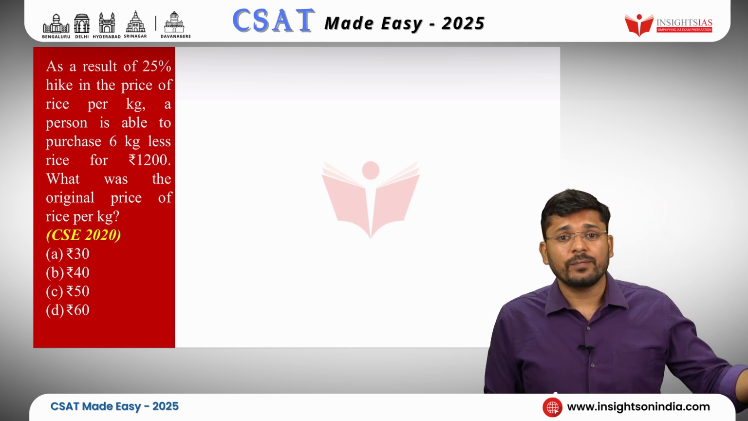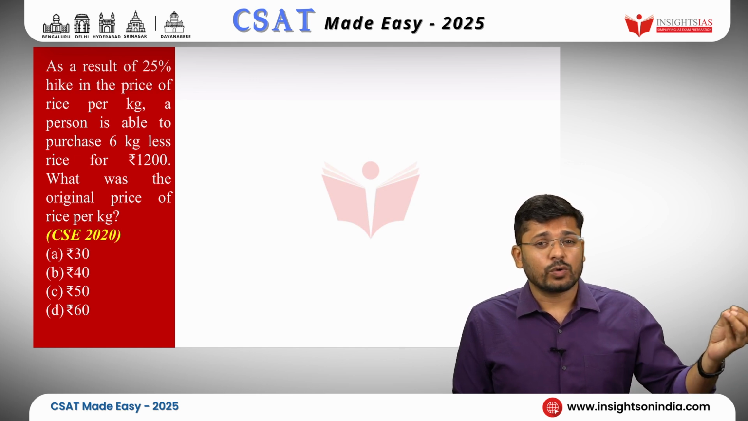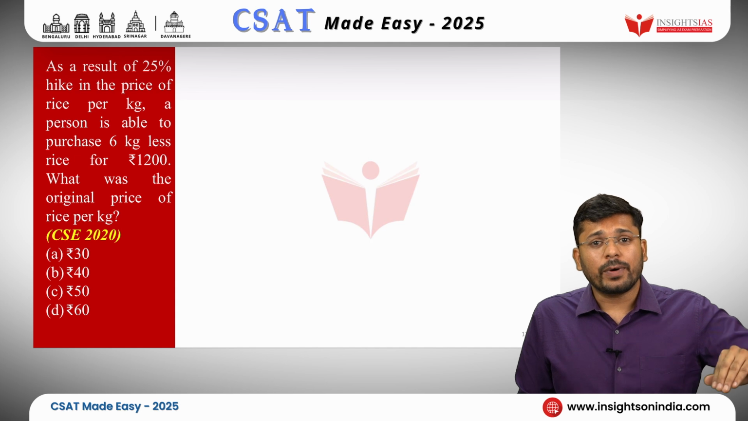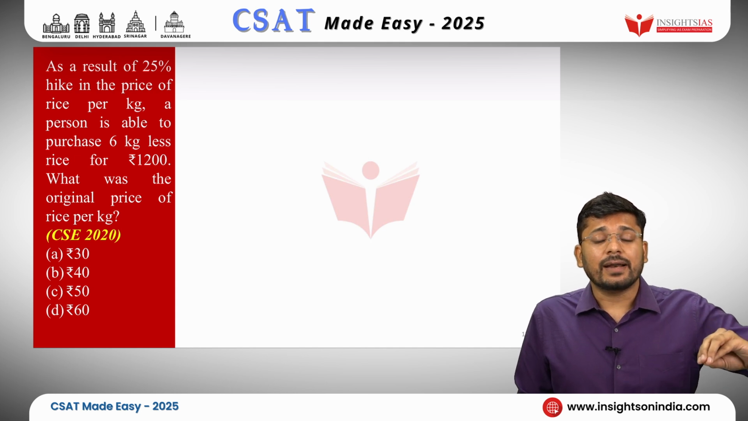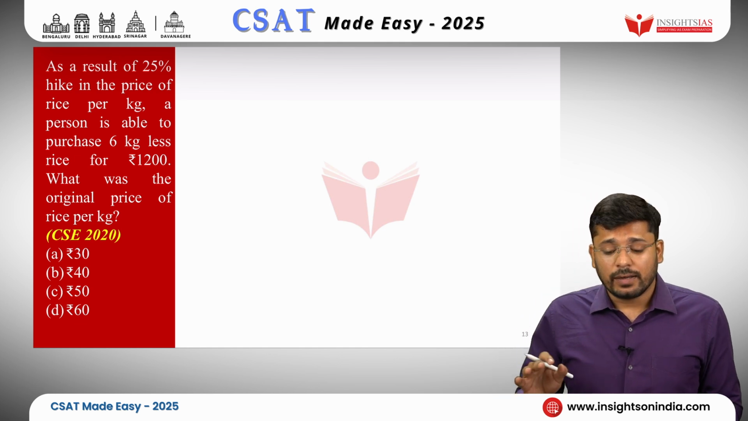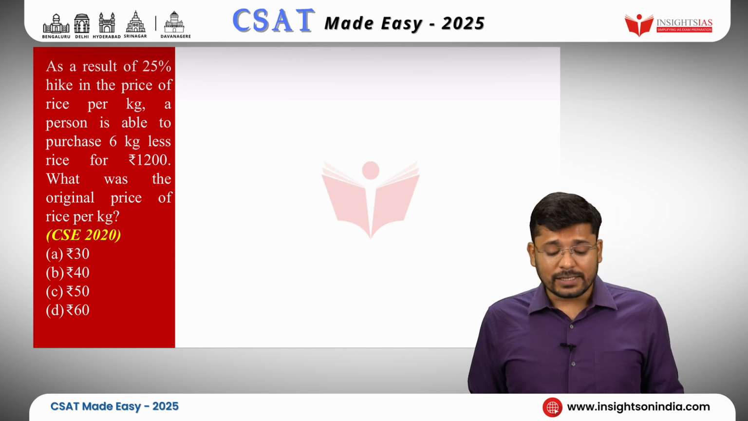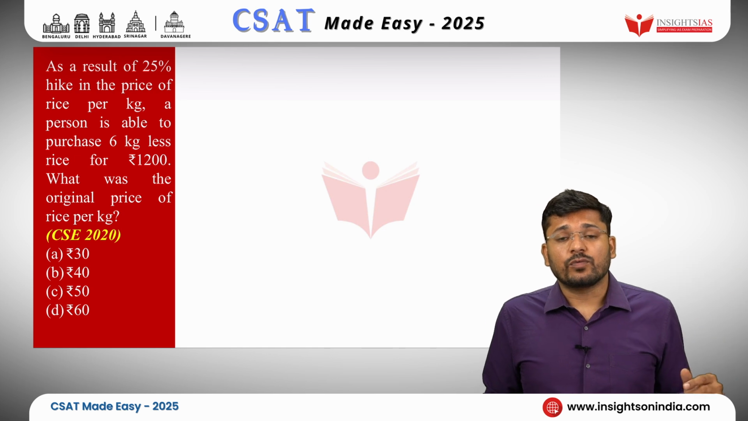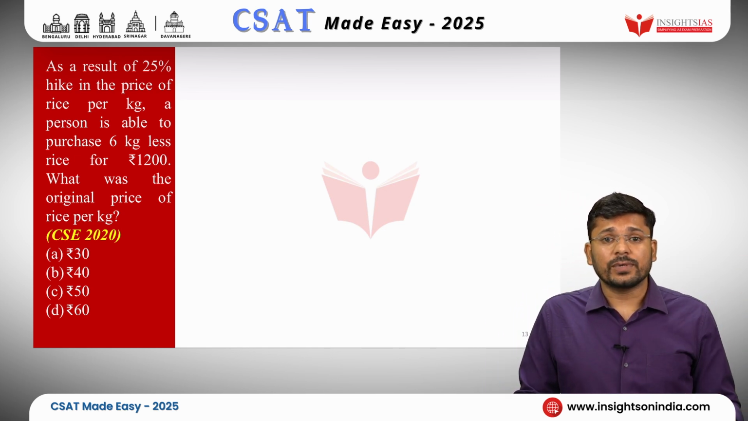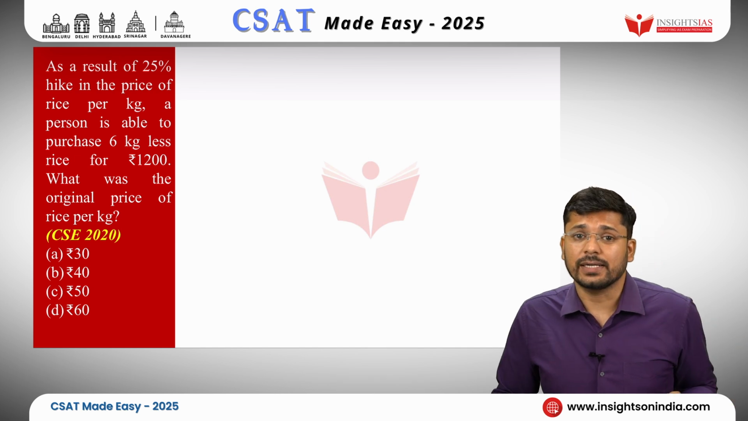Let's say he used to buy 100 kgs of rice for this 1,200 rupees. Now he will be buying 100 minus 6, that is 94 kgs. This is an example, it is not the exact value. And that is the question. Now they are asking us, what was the original price of the rice per kg? That is, before the price hike of 25%, what was the price of rice originally?